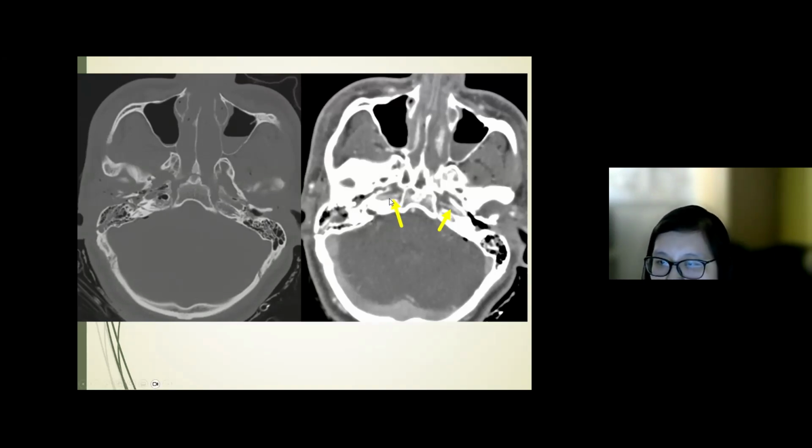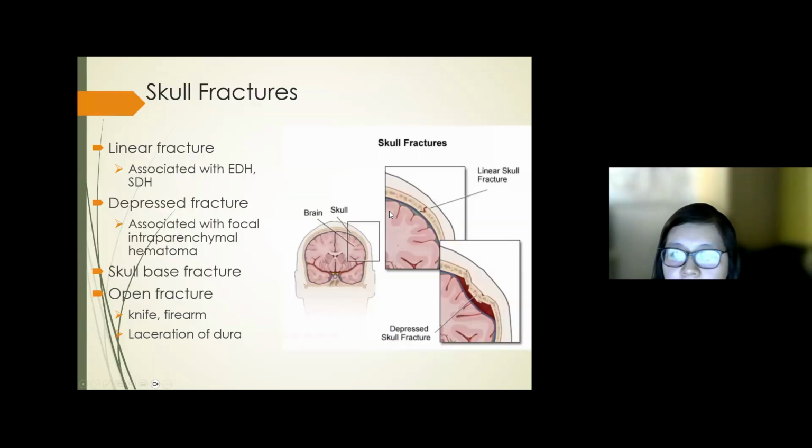In the CTA, we can see that both internal carotid arteries are irregular in wall and small in caliber, especially on the left side, and this is suggestive of a dissection of the bilateral ICAs.